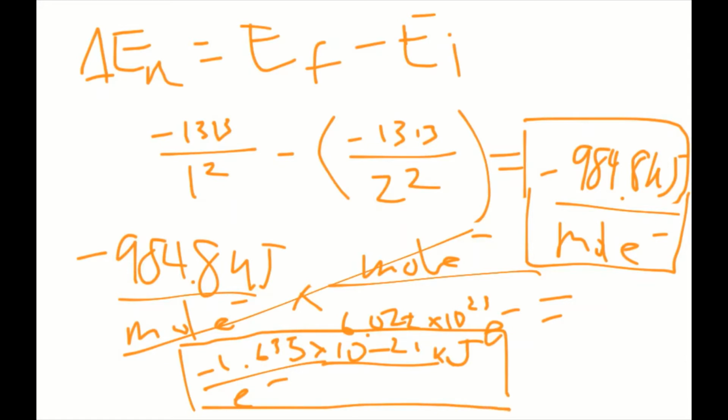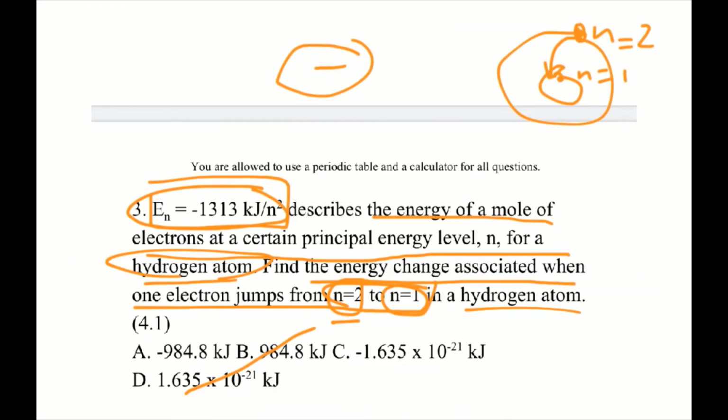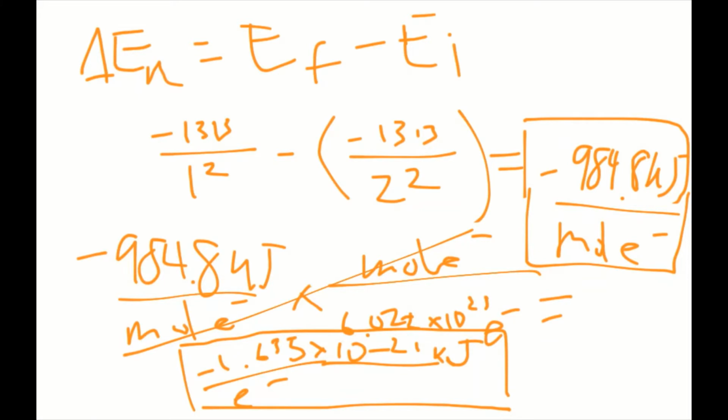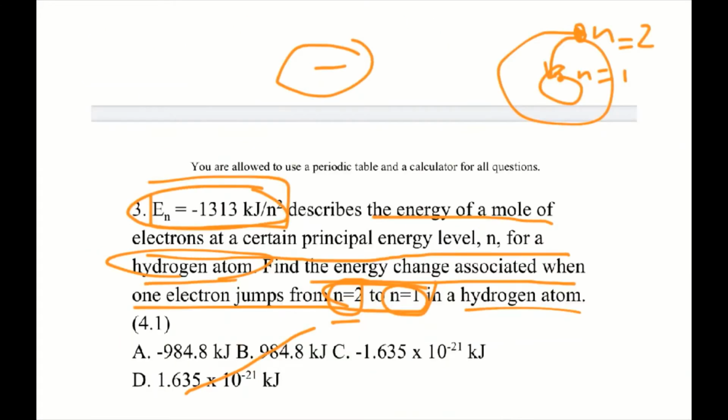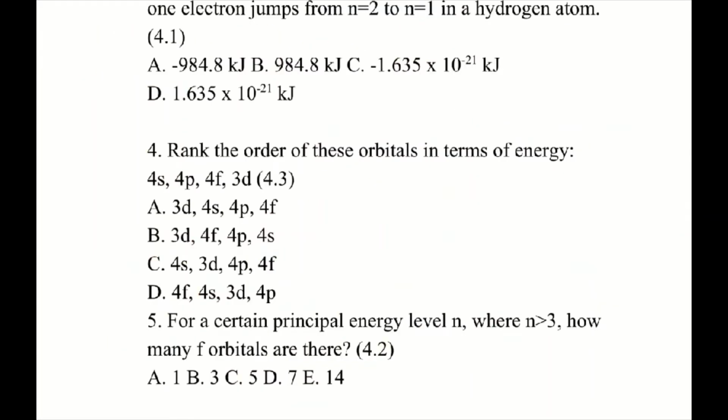Now, you might be wondering, why did we do 4 sig figs and not 1? Well, these numbers, 1 and 2 squared, are exact numbers, meaning that if your n equals 1, you're exactly 1, so it has an infinite number of sig figs, so therefore we can essentially ignore the sig figs on these two numbers. So, which answer matches this? Well, let's see. Negative 1.635 times 10 to the negative 21 kilojoules, and that looks like C. So let's move forward to number 4.